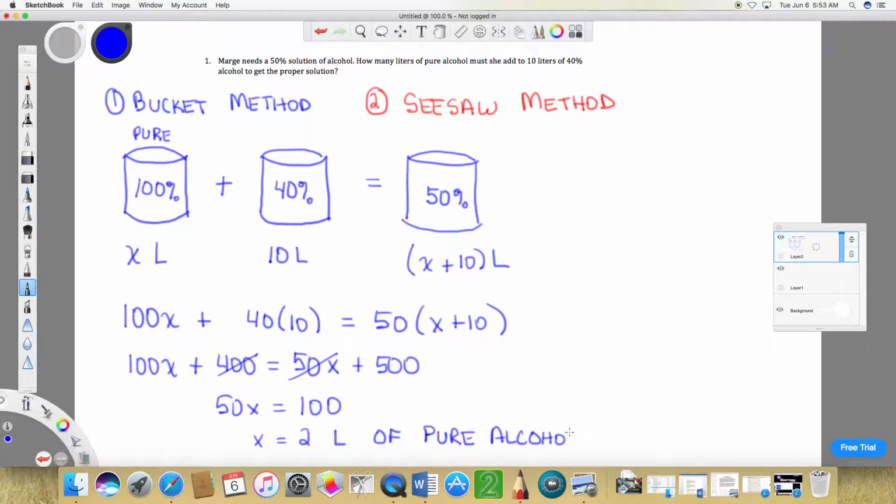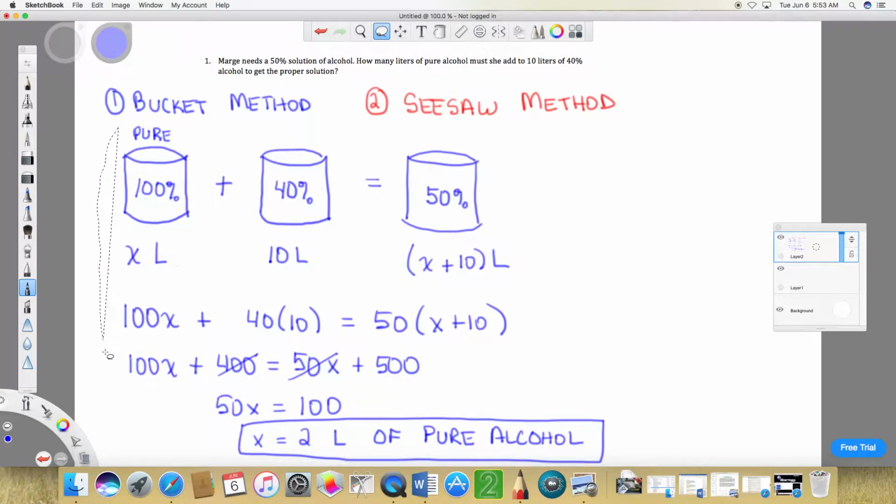Alcohol. All right, so here is our final answer. Now, let's do the same problem, only by this method that they are referring to as the seesaw method.